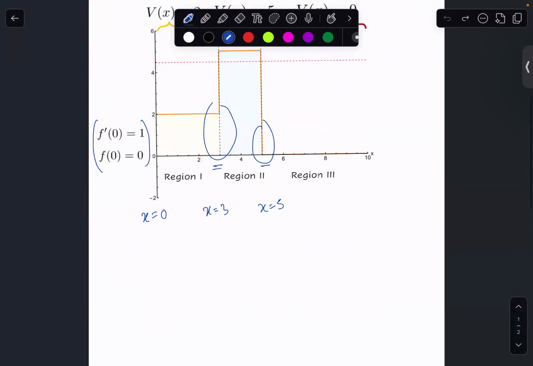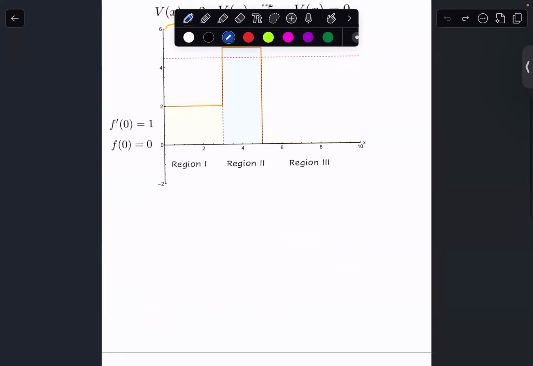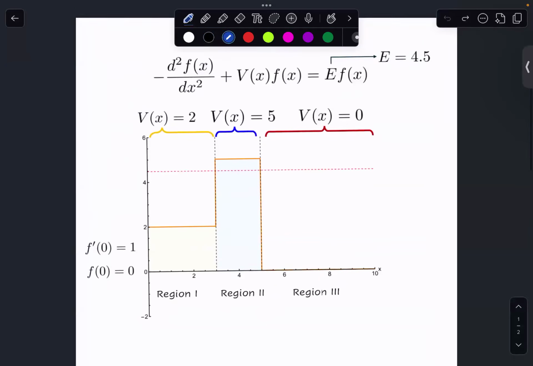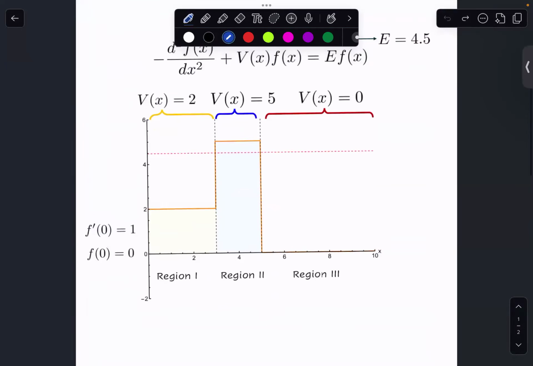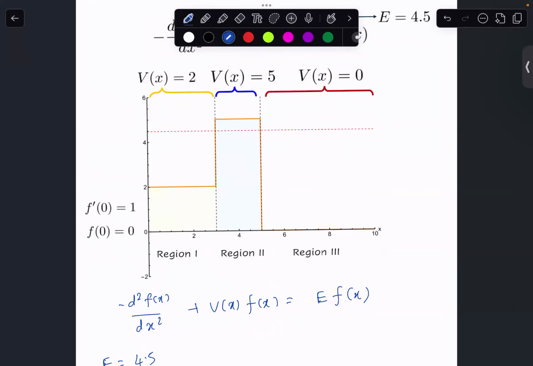So before we begin, we have the differential equation which we need to start with. Let's write that down again. So we have minus d squared f of x on dx squared plus V of x f of x equals E f of x. Now we have already been given the value of E, which is 4.5, as you can see here by this red dotted line.